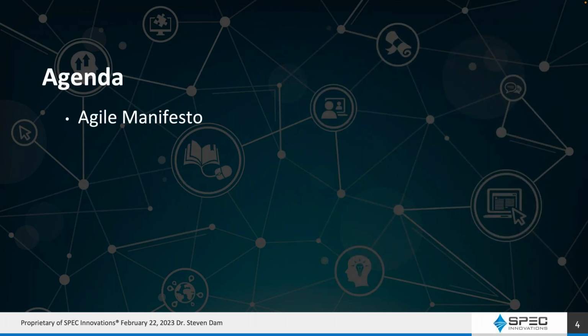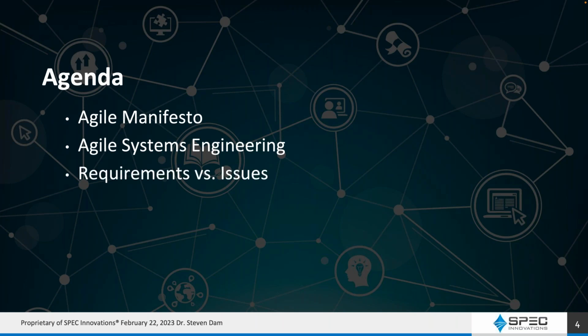So basically, we're going to talk a little bit about the Agile Manifesto. Since we're talking about Agile, let's level set everybody if you're not familiar with the manifesto. And then talk about Agile systems engineering and some of the differences there. So how we apply that. Agile systems engineering gets you more into the whole requirement side of the equation, really. In fact, we want to talk about the difference between requirements and issues and how that's handled.